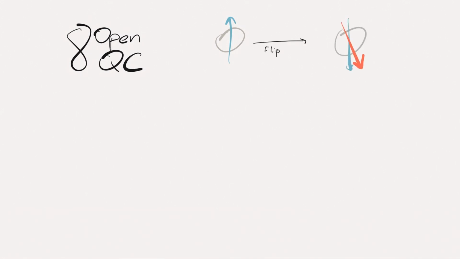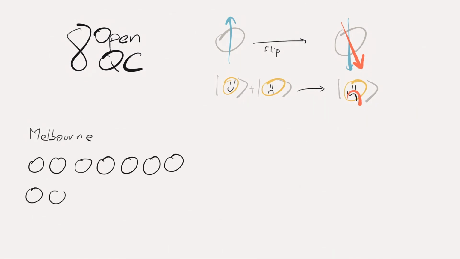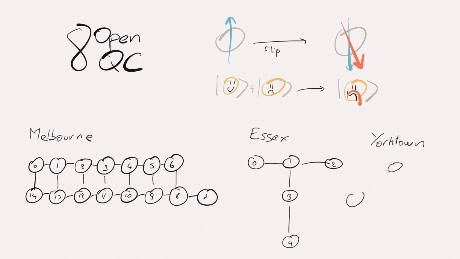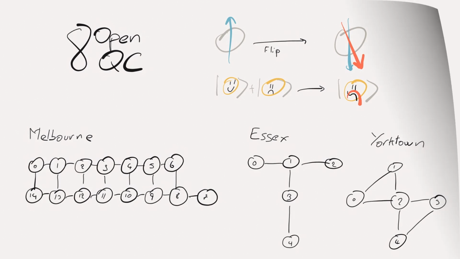IBM has 8 real quantum computers available to the public. These real devices are noisy, so they imply imperfect gates and might suffer from decoherence, which will introduce important errors. Of these, we have focused on 3, called Melbourne with 15 qubits, Essex, and Yorktown, both with 5 qubits. Each one of them has a different architecture, with different qubits connected, and as we will see, this will be very important to understand the results.